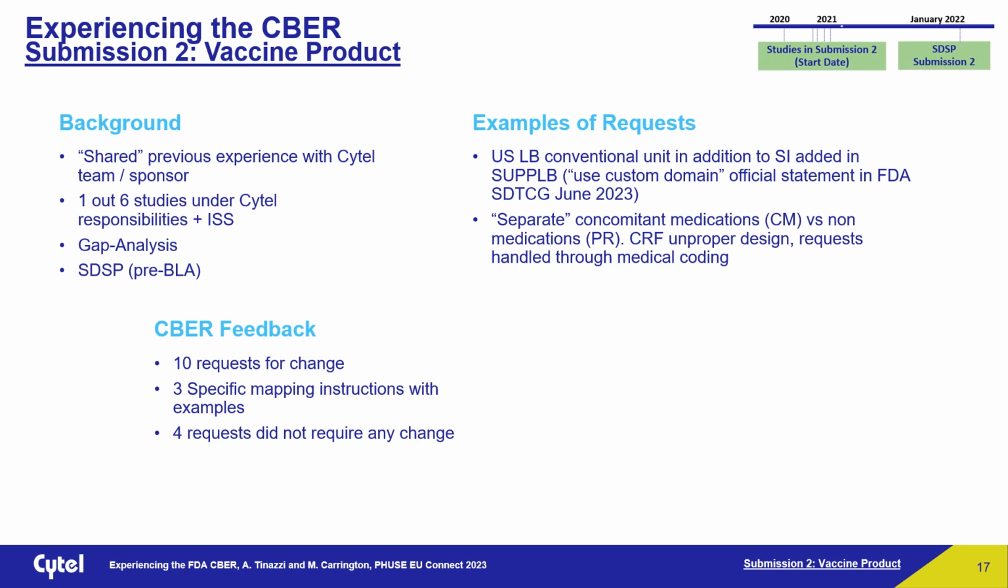Some requests require some tweak to overcome inaccurate CRF design, such as, for example, the identification of concomitant medications versus concomitant procedures. The split was made retrospectively based on the medical dictionary applied. So if something could be coded with the WHO Drug dictionary, then the information was mapped to CM, otherwise PR.